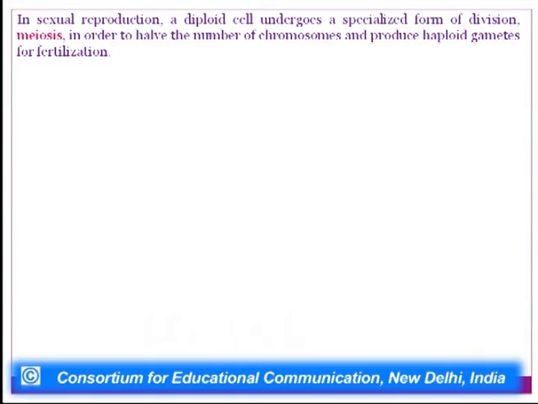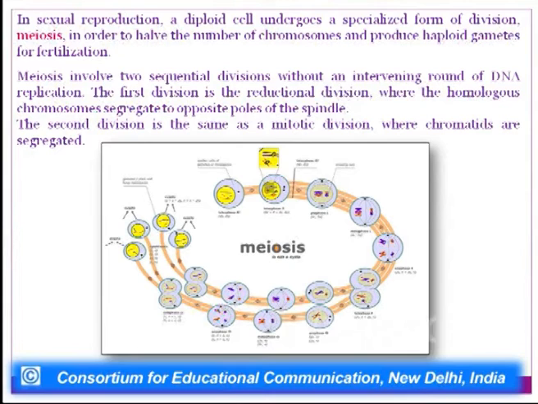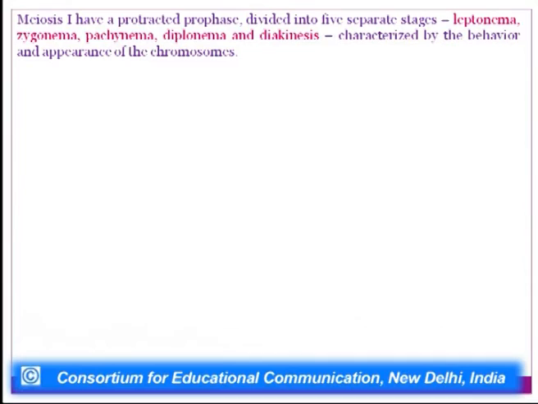Now we have to understand that in sexual reproduction, a diploid cell undergoes a specialized form of division called meiosis, in order to halve the number of chromosomes and produce haploid gametes for fertilization. Meiosis involves two sequential divisions without an interfering round of DNA replication. The first division is the reductional division, where the homologous chromosomes segregate to opposite poles of the spindle, and the second division is the same as a mitotic division where chromatids are segregated. Meiosis I has a protracted prophase divided into five stages: leptonema, zygonema, pachynema, diplonema and diakinesis, characterized by the behavior and appearance of the chromosomes.